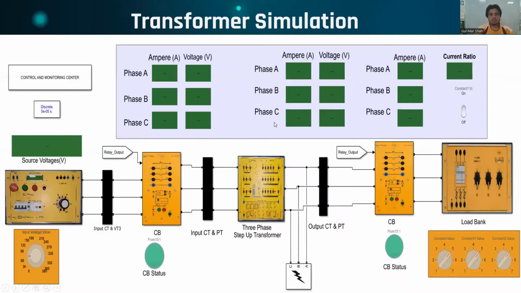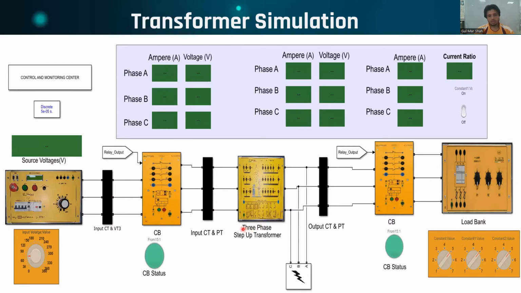Then, as we have worked on MATLAB, this is the simulation of the MATLAB. This is the three-phase power supply, and this is its variable supply, because through this knob we can vary the voltages of this three-phase power supply. And this is the LCD or display where we can see the voltages of this power supply. This is the input CT and PT, where we can measure the voltages of this three-phase power supply.